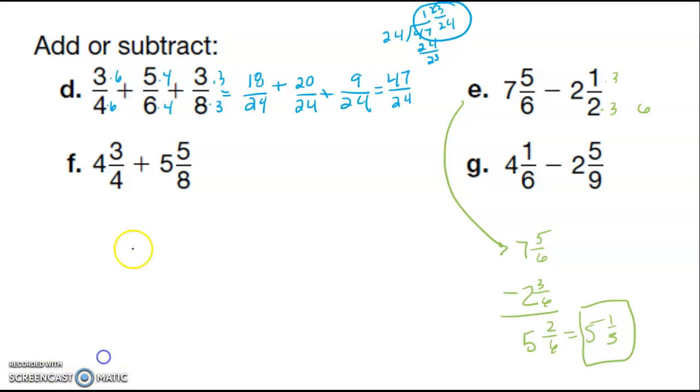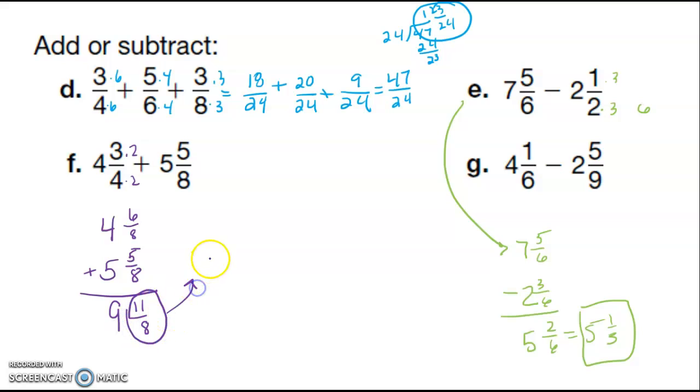Let me change colors. So we have 4 3/4 and 5 5/8. I'm going to keep the 5 5/8, and I'm going to write this with a denominator of 8. So 4 times 2 is 8. 2 times 3 is 6. So that gives me 6 plus 5 is 11/8. 4 plus 5 is 9. So I need to take care of this, okay? So 8 goes into 11 one time with 3 left over. And now I have to add this to 9, okay? So I have 10 and 3/8.